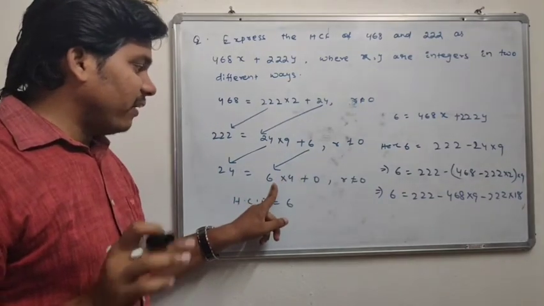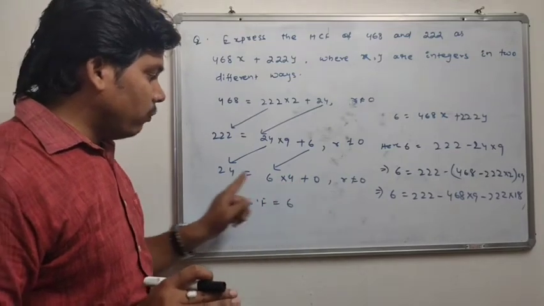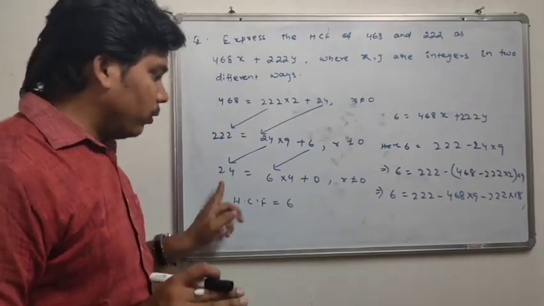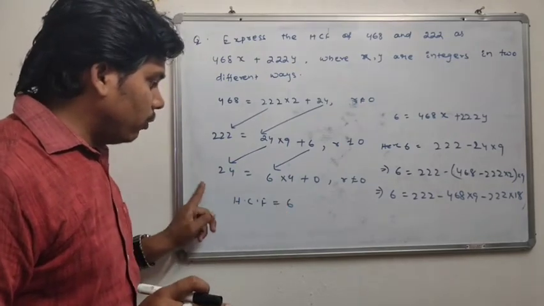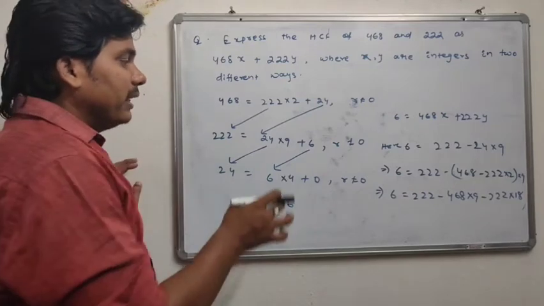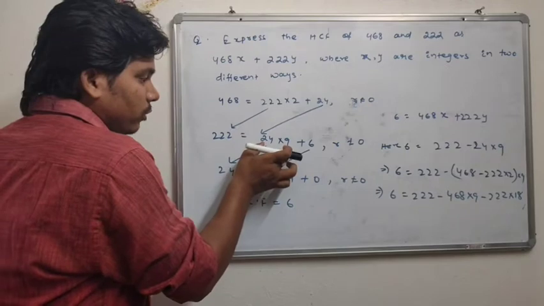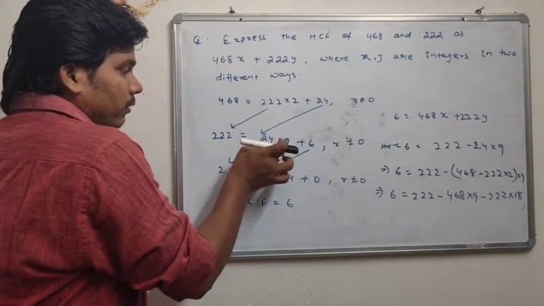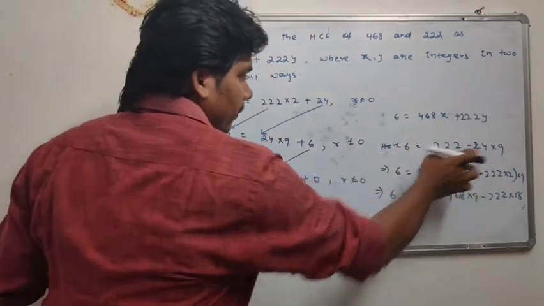If I get the 6 here, there is no difference, because this 0 won't go here. If the 0 goes here, 24 minus 0 is 24 only. If the 4 goes here, it will be divided by 4, then the value is 6 only. But here what I will get: 6 equal to 222 minus, if this term goes to the left of the equal to, then this will be 222 minus 24 into 9.